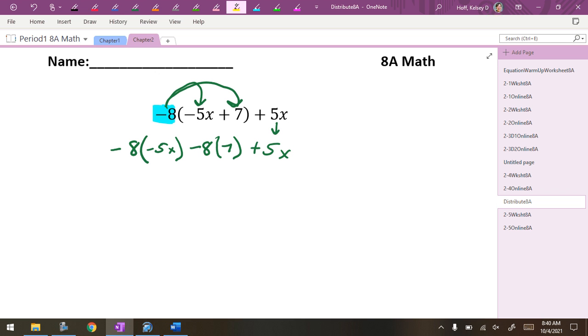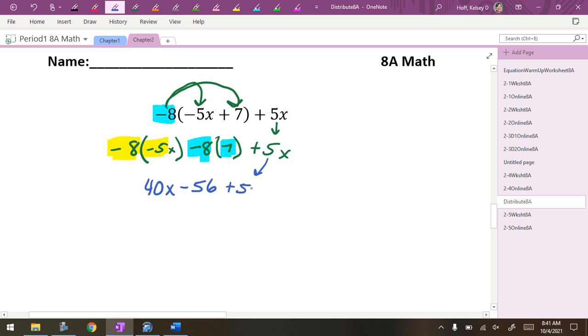All right. Miss Liana, you are my multiplication girl. You ready? Feel free to use your calculator, okay? -8 times -5. Positive or negative? Positive 40, and don't forget our x. Okay? Sticking with you. -8 times a positive 7. Positive or negative? -56. Again, positive 5x just gets dragged down because there's no multiplication with him.